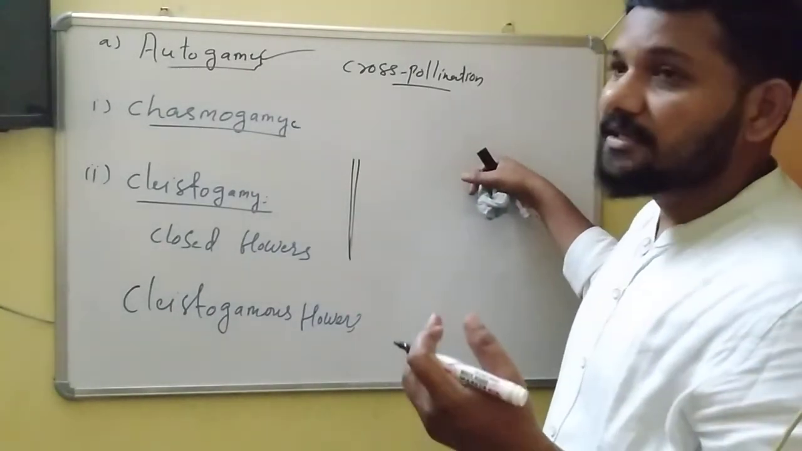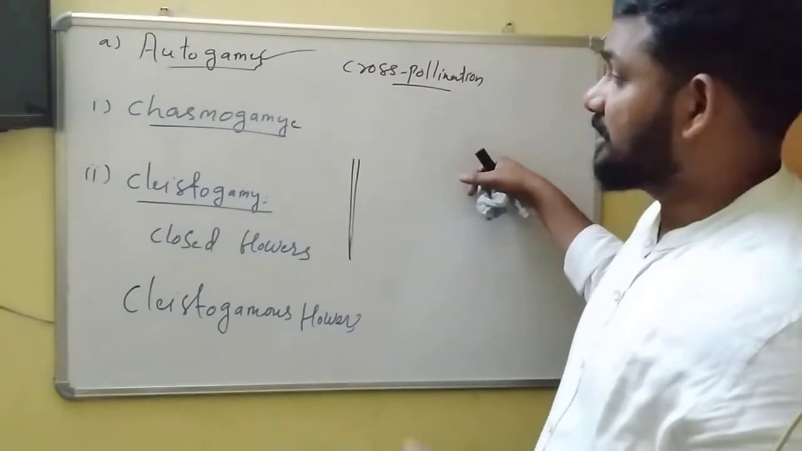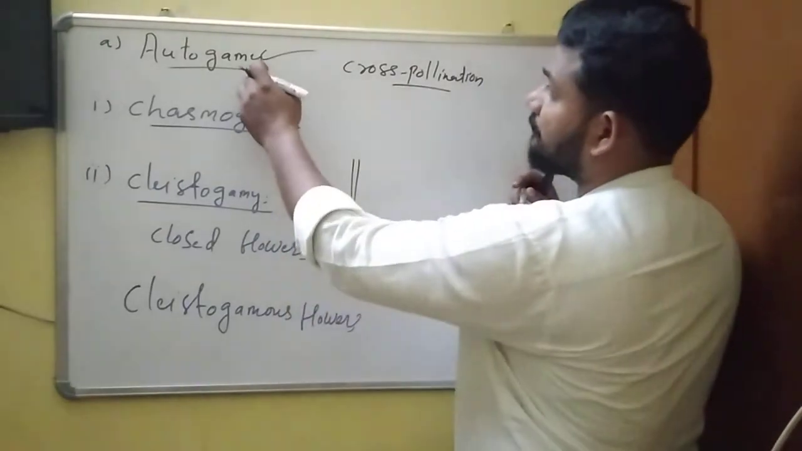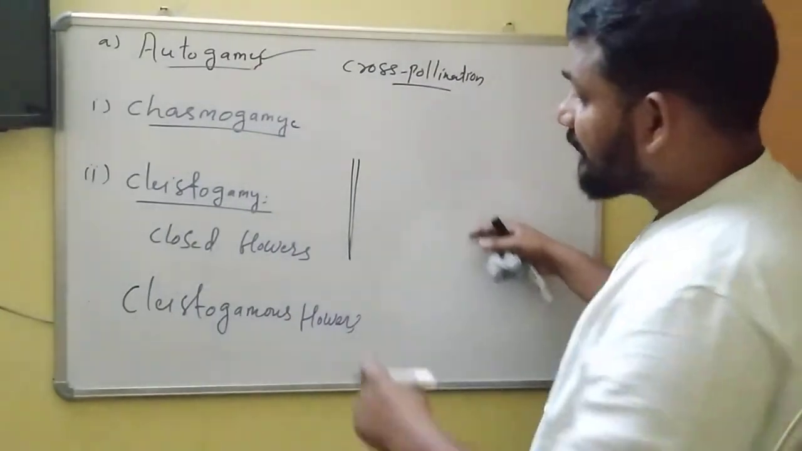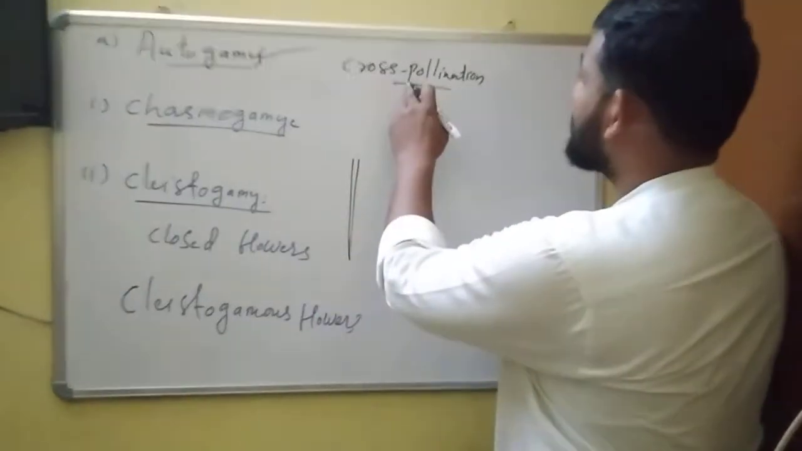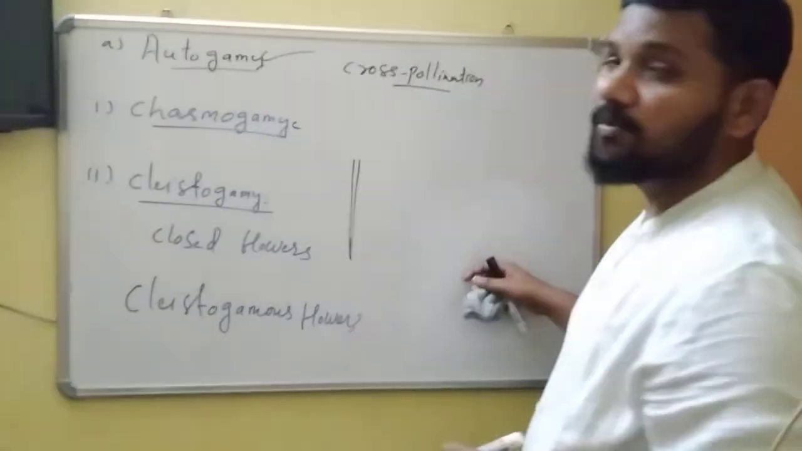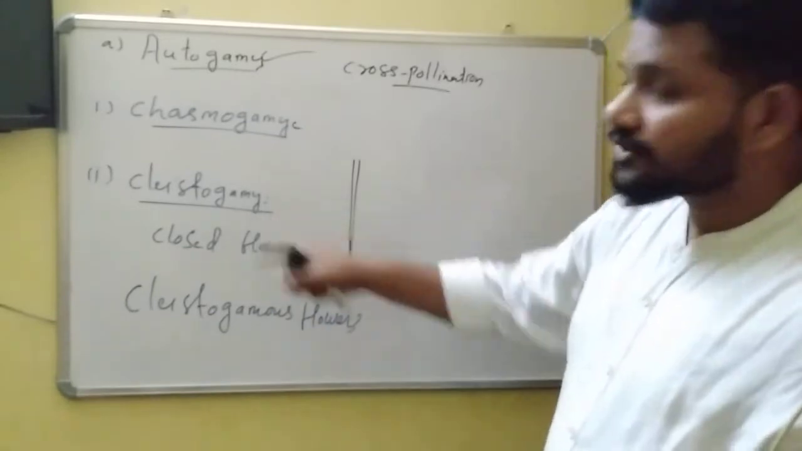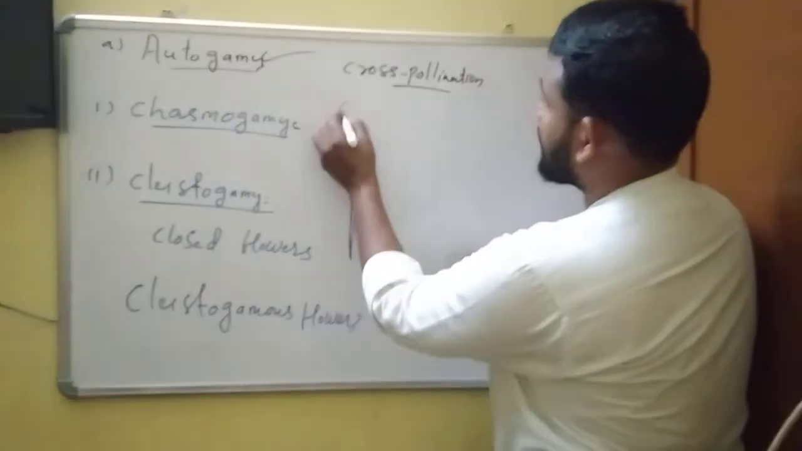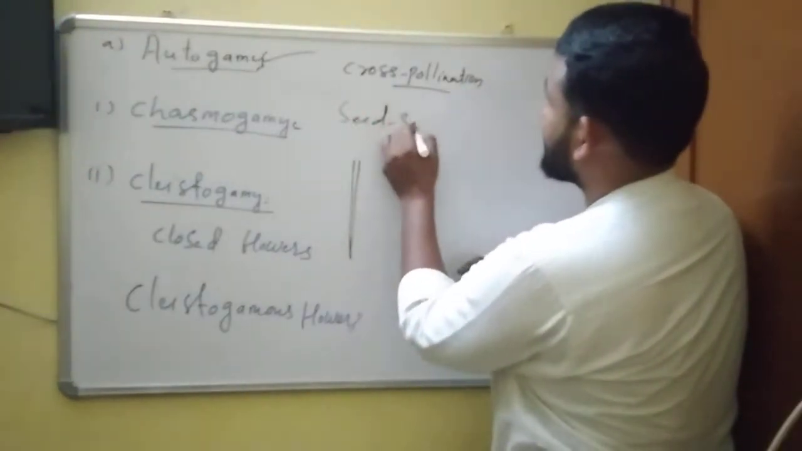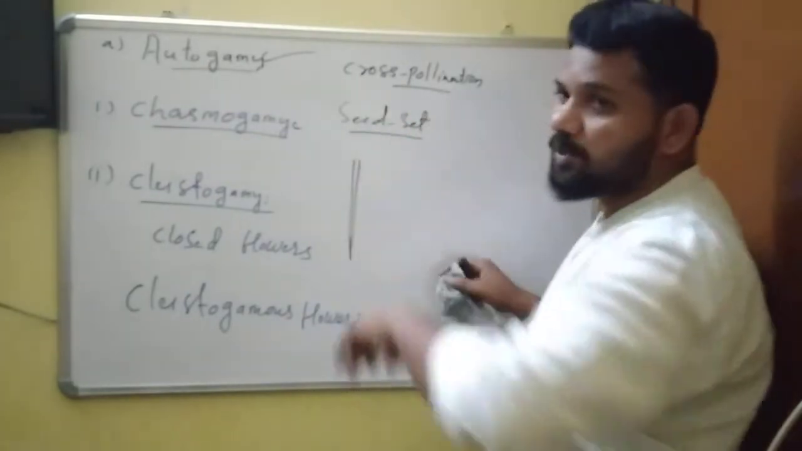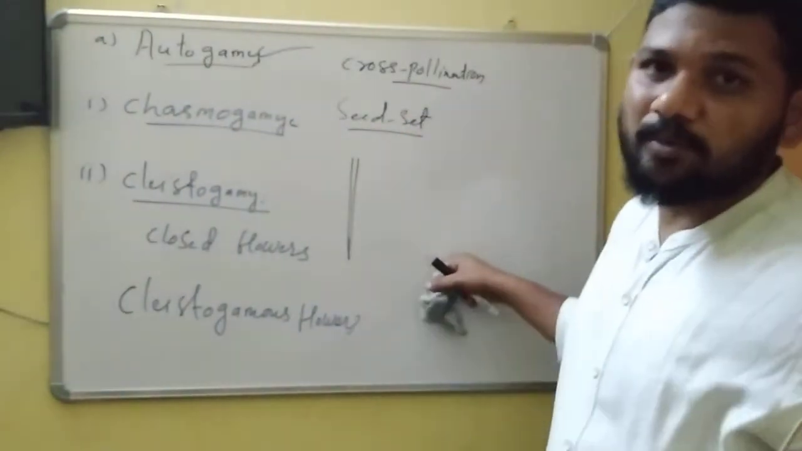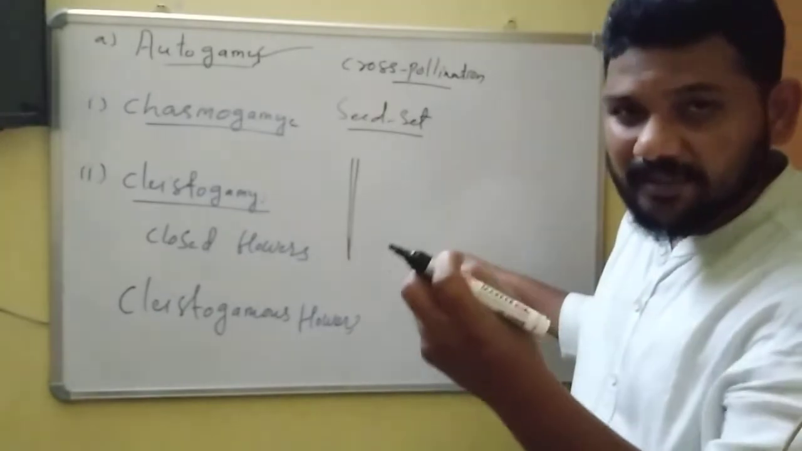That means cross pollination is absent. They perform only autogamy. Cleistogamous flowers show cleistogamy, which prevents cross pollination and promotes autogamy. This cleistogamy also ensures seed set even in the absence of pollinators.